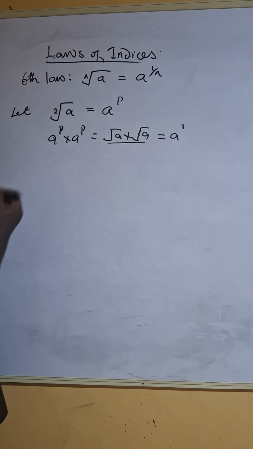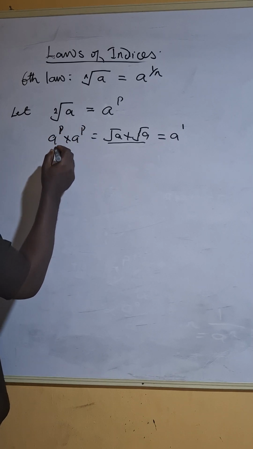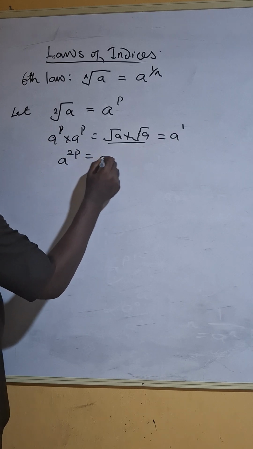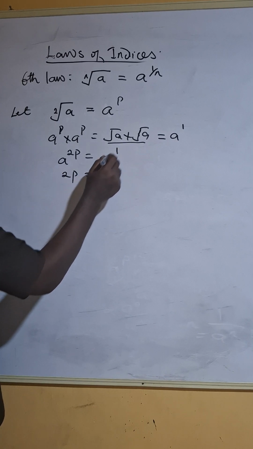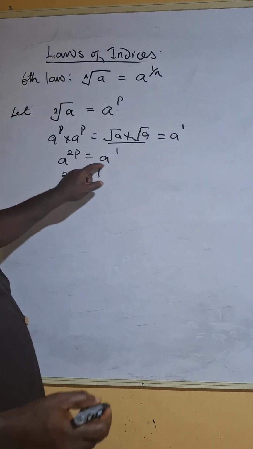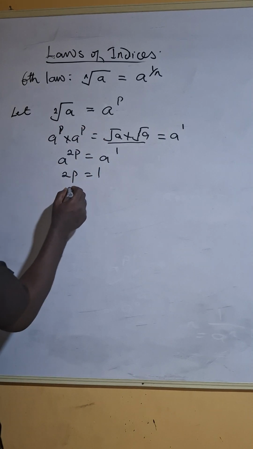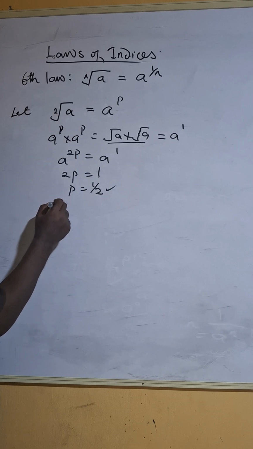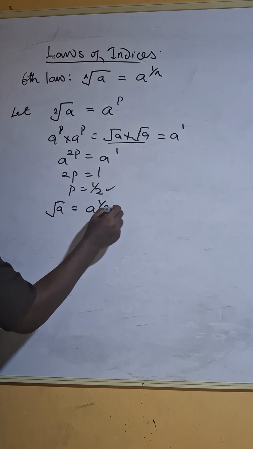Therefore, applying the first law of indices, a raised to power p times a raised to power p will give you a raised to power 2p, which is equal to a raised to power 1. So 2p is equal to 1. Once the bases are the same, then you can equate the indices. p is equal to half. Therefore, root a is equal to a raised to power half.